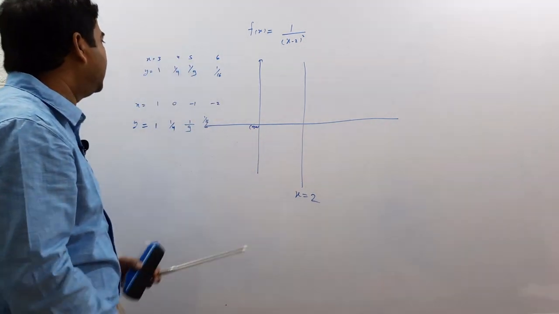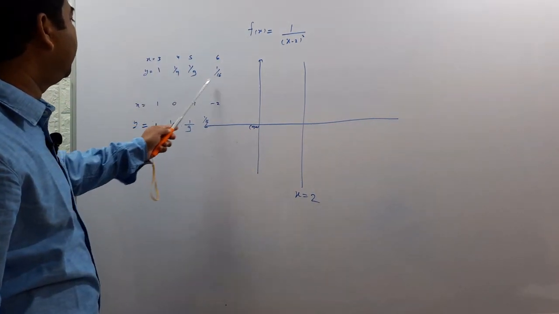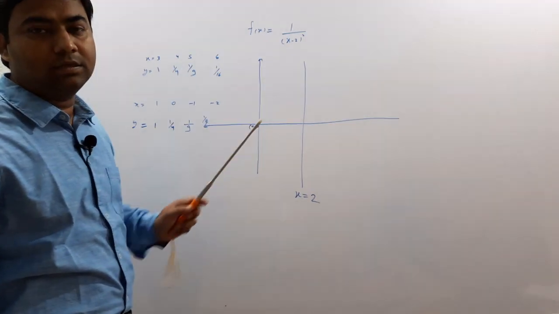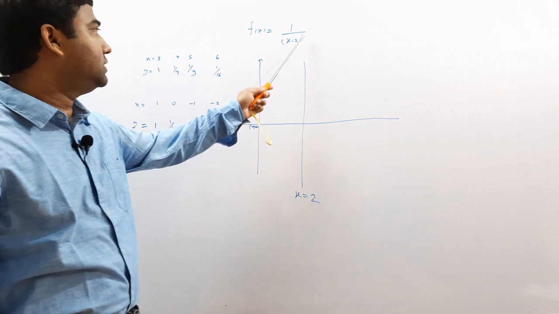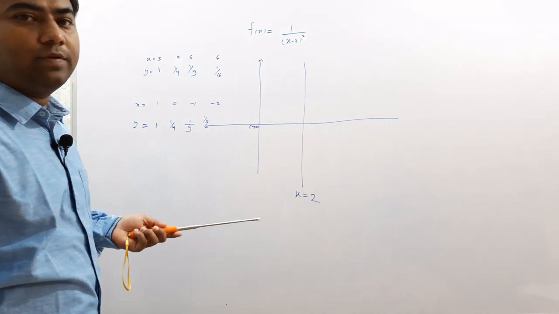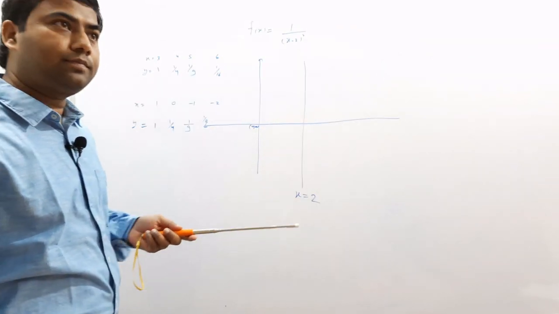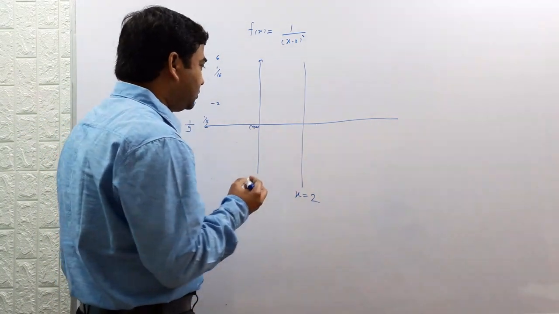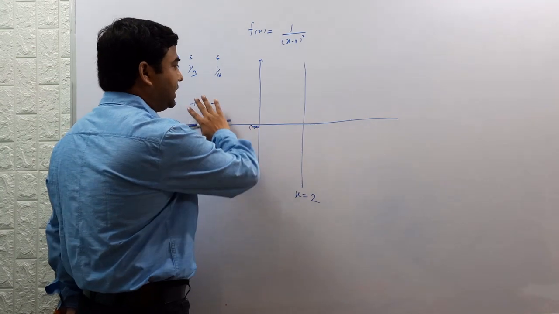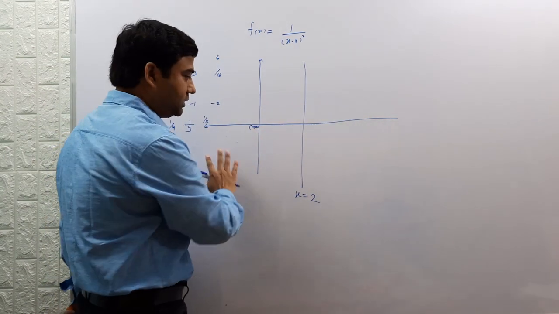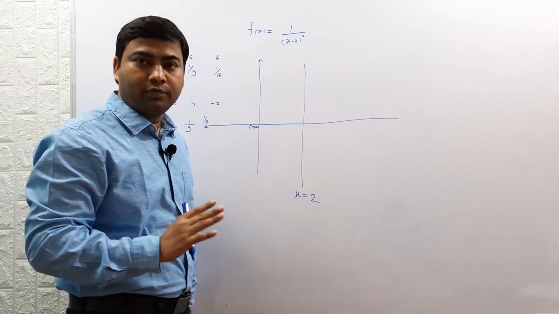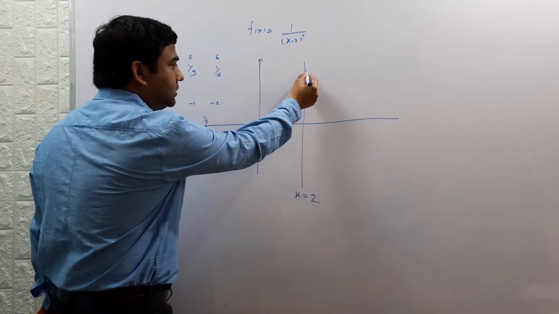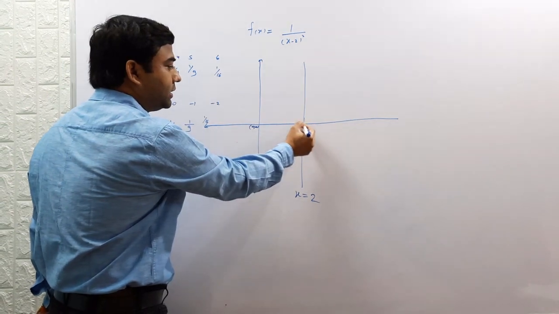First thing, you can see all values of y are positive. Whatever value of x we select, positive or negative, because there is a square, the function value will always be positive. So two things are clear. First of all, the function will lie on the upper side of the x-axis because it is not 0 for any value of x. Second thing, it is not defined for x equal to 2.